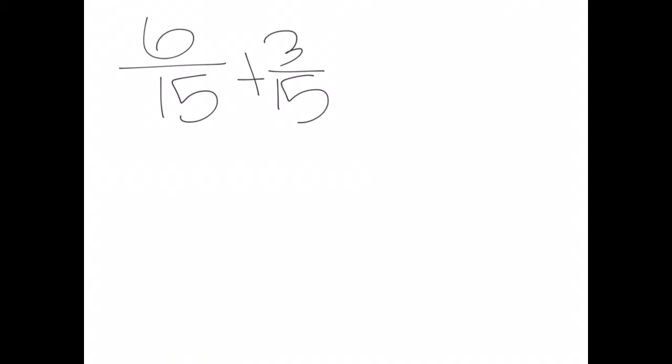To add fractions with common denominators, the denominator must stay the same. The only thing you're going to be changing is the numerator. So when you add this, you keep the denominator and you add the numerators. So 6 plus 3 is 9, and that's how you get 9/15.